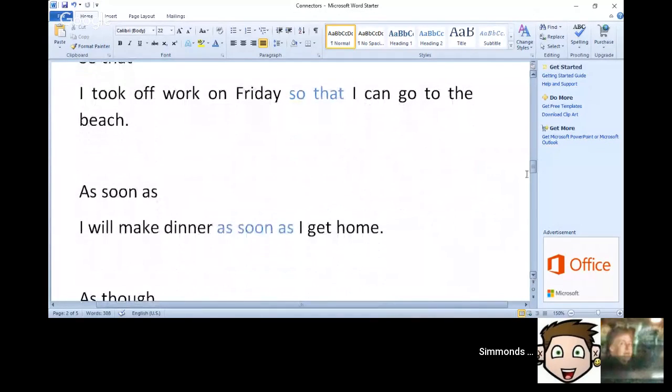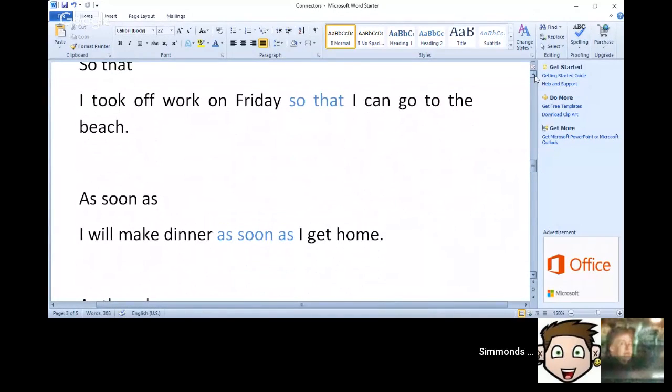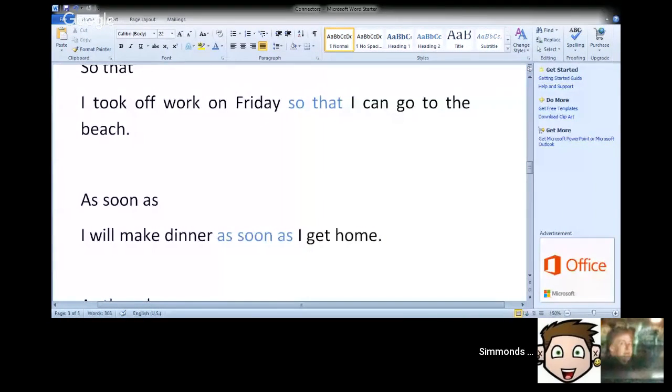And okay. This one. Rafa, is it your turn to read? I think it's Kata. All right. Maybe I read, so Rafa's turn, I think. As long as I will make dinner as soon as I get home.